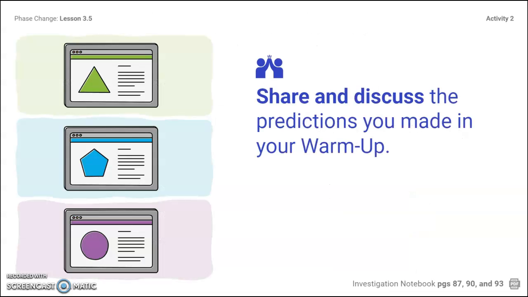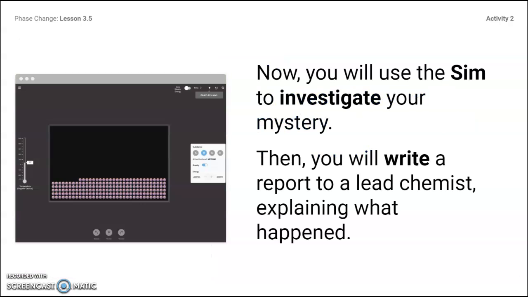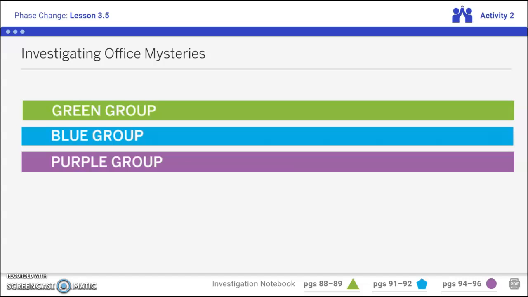Okay, so I want you to work with your partners and go ahead and get started on this activity. You're going to share and discuss the predictions you made in your warm up with them, and then you're going to use the sim to help with investigating your mystery and write a report to the lead chemist and tell us what happened. So go ahead and hop into your groups and pause the video here so that you can do your activity.